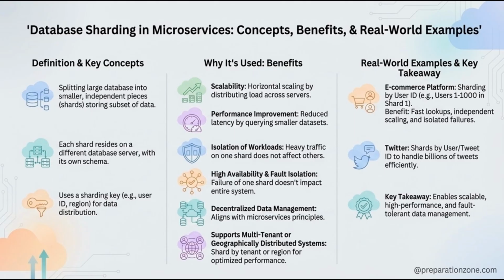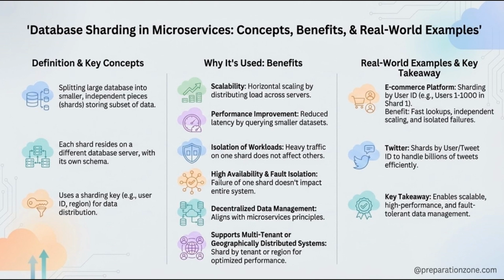Fourth, high availability and fault isolation. If one shard goes down, the rest of the system continues working normally. Failure stays contained. Fifth, a perfect fit for microservices. Microservices love decentralization of data, and sharding supports exactly that. Each service can own the shards or partitions relevant to its domain. Sixth, multi-tenant and global support. Sharding by tenant or region is great for global apps. Users in India can hit data stored closer to them, reducing latency and improving experience.